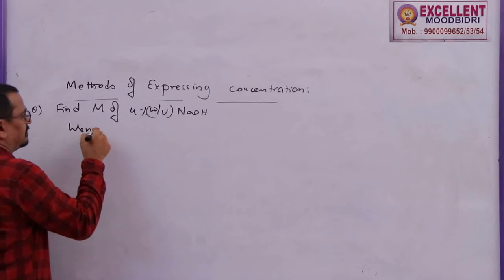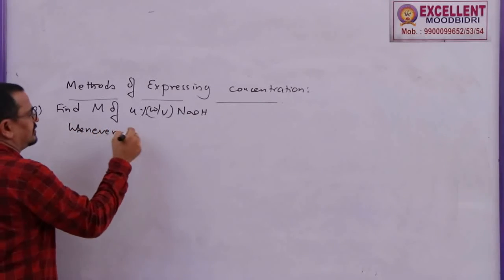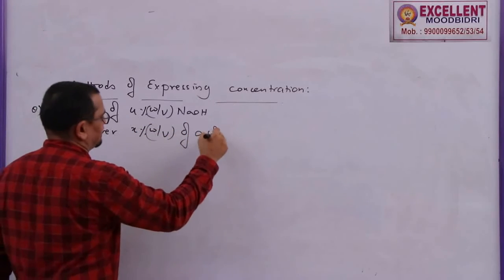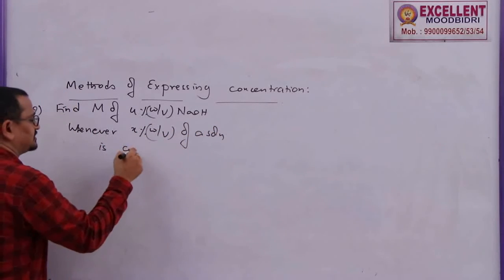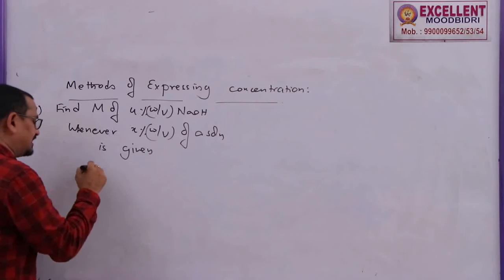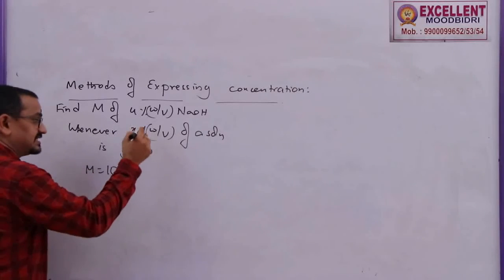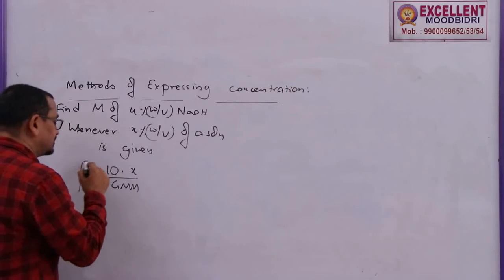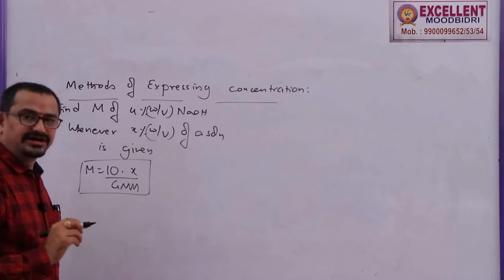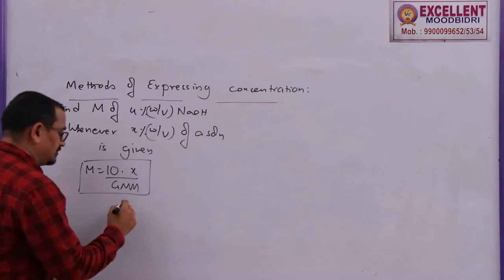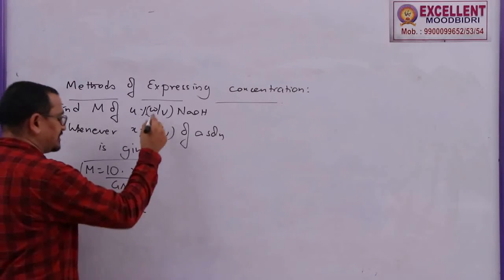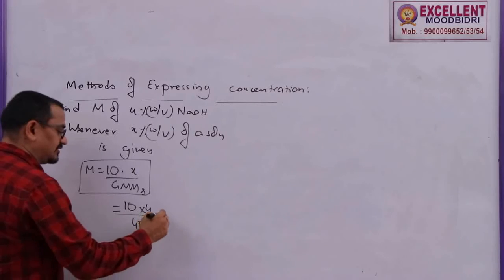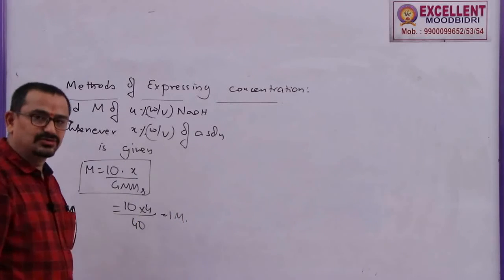Whenever X% by volume of a solution is given, we can find molarity as 10 into that percent by volume by gram molecular mass. This is the shortcut we can use for solving molarity, right? Now use this formula: molarity equals 10 into percent by volume, 4, by gram molecular mass of the solute, which is 40 for sodium hydroxide. It is 1 molar. Simple question.